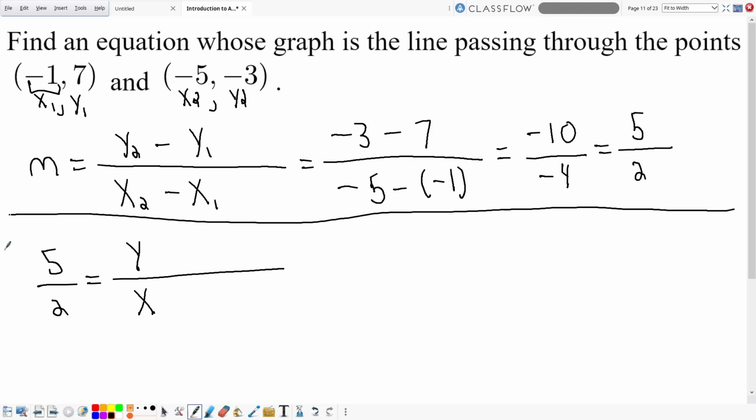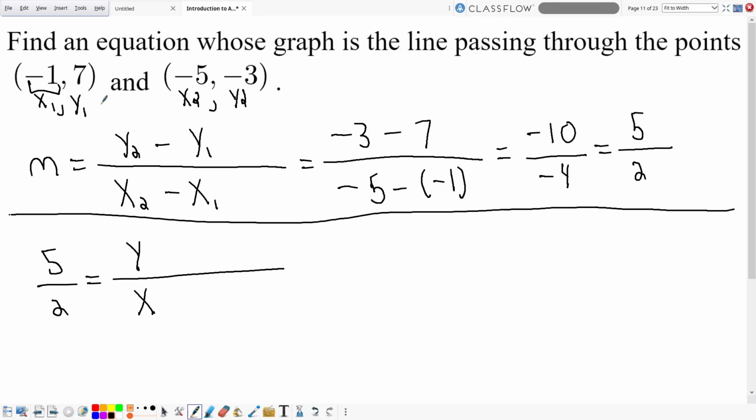And then, since I know that this slope of 5 over 2 is the slope that passes through these 2 points, right? That's what we did in the first half of the problem. I found the slope that passes through our 2 points, -1, 7, and -5, -3. What I can do from here is just take one of those points. It doesn't really matter which one. You'll get the same answer regardless. But I'll pick the first one, -1, comma 7.